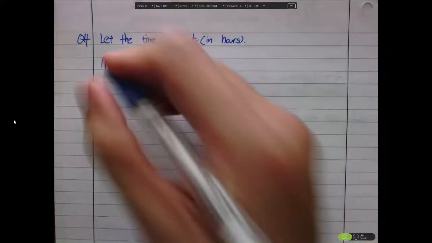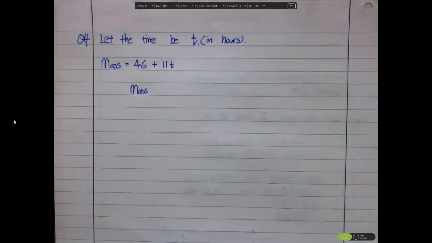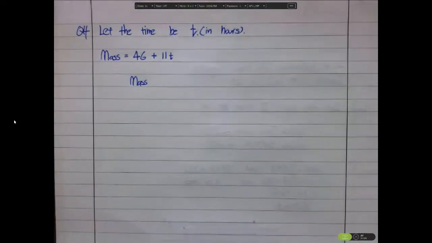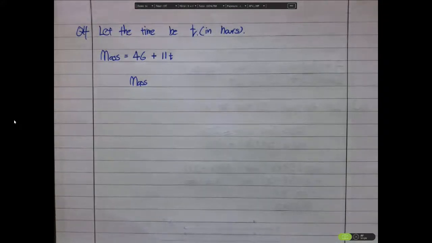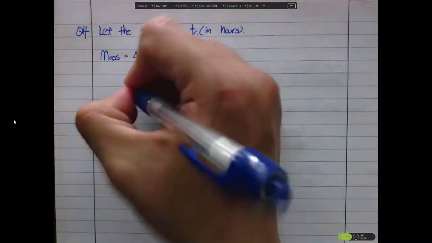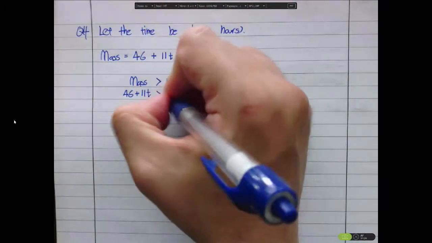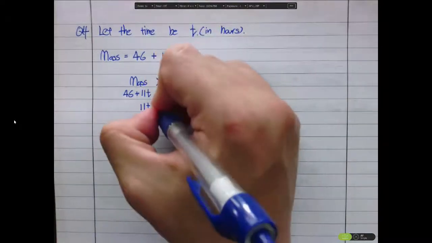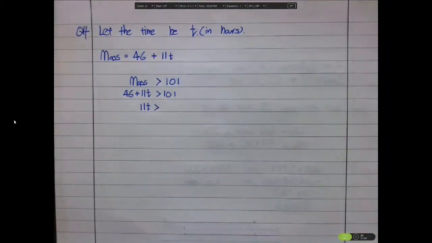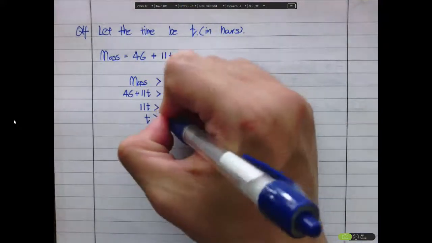So in this, they say that the mass will first exceed. Exceed, in this case, we have to be careful. Exceed, right, it must be more than 101. It cannot be equal to 101. So I translate it into the mass is greater than 101 grams. So I just write down 46 plus 11t is greater than 101. So therefore 11t is greater than 55 and t must be greater than 5.